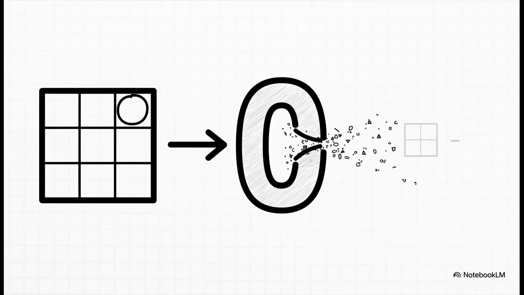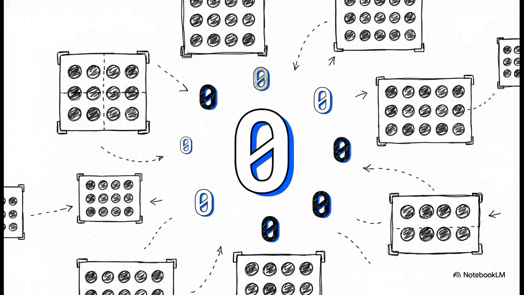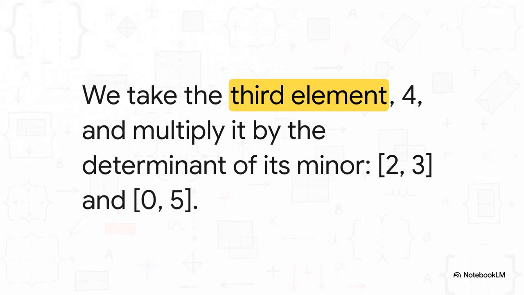All right, next is the middle element in the top row, 0. The sign for this spot is negative. But here's the beautiful part. Since the number itself is 0, do we even care what the determinant of its little matrix is? Nope, because 0 times anything is just 0. So our second piece of the puzzle is just a big, beautiful 0. Seriously, finding a 0 in the row you're expanding is like hitting a little jackpot. It's a fantastic shortcut.